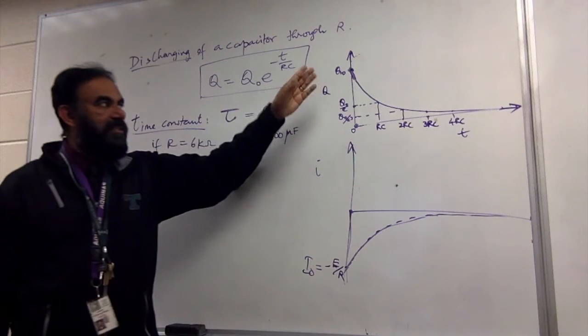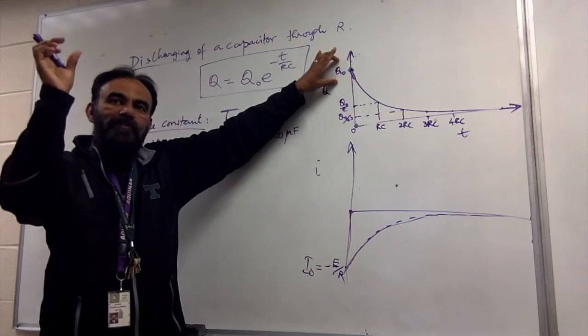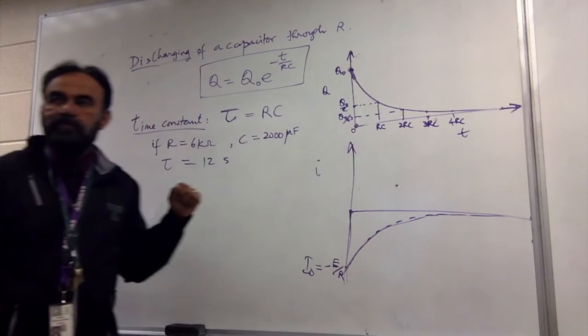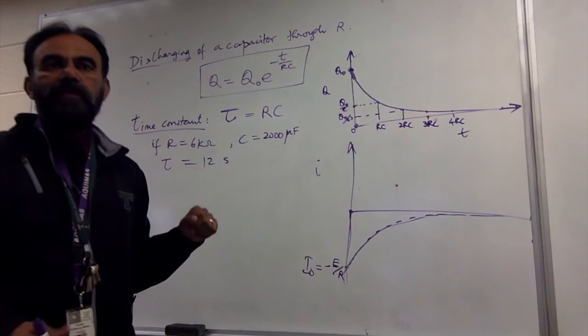The same way for voltage. Starting with the voltage of 12 volts, how long does it take for it to go from 12 volts to 12 volts over e? That is called one time constant. Okay, what is 12 volts over e? What is 12 divided by e? e to the power of 1.